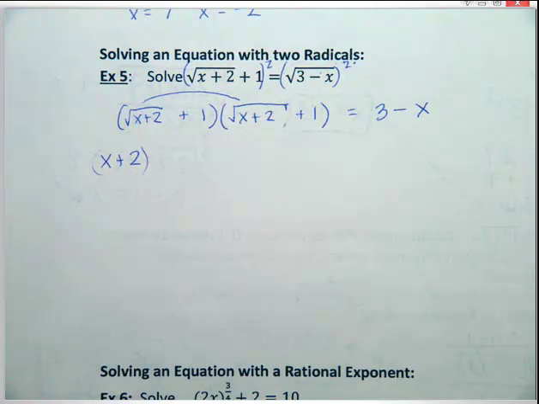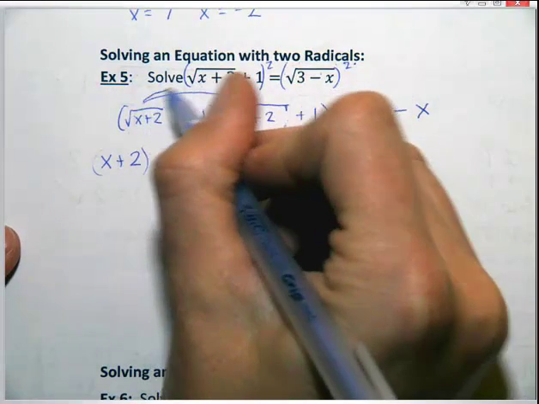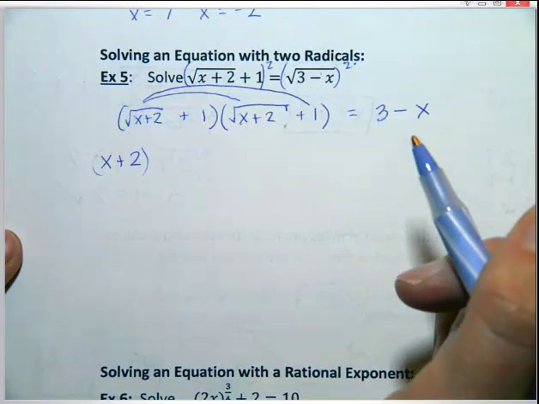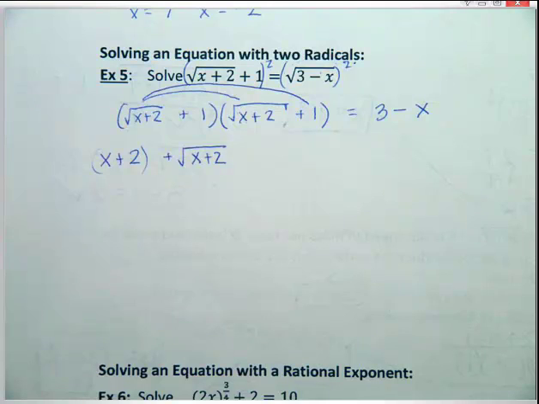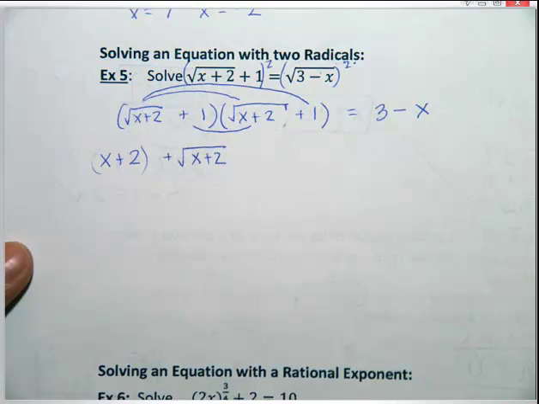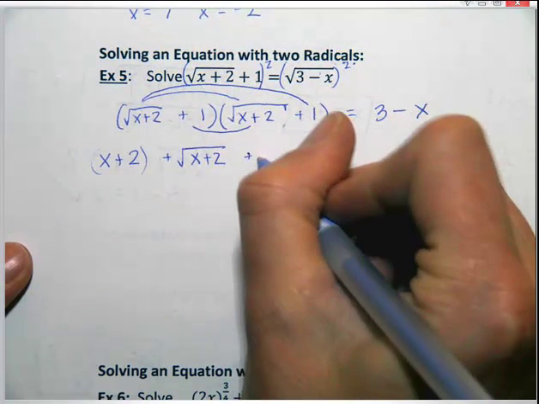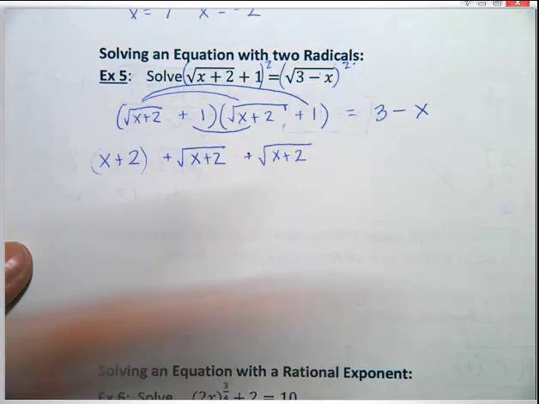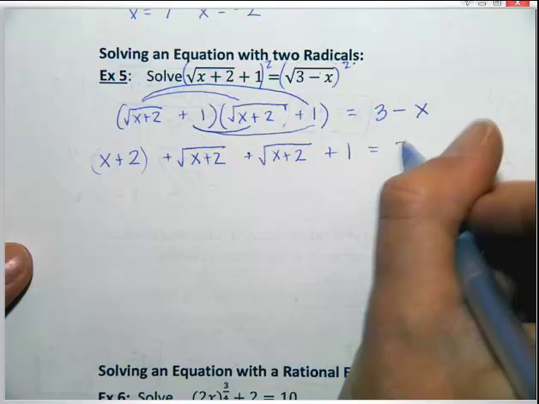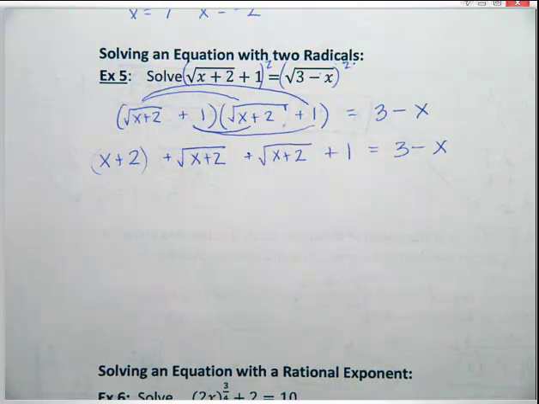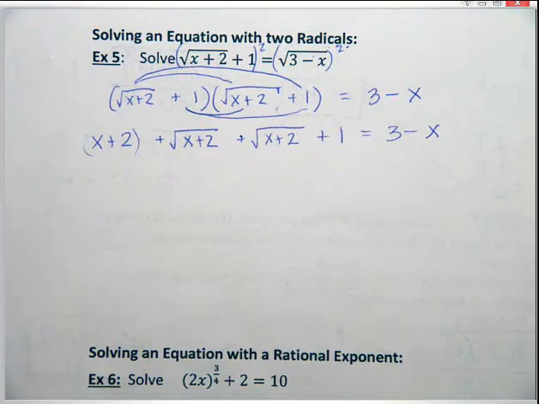I'm going to put parentheses around it just so you realize that's the first times the first gave me that part. Now I'm going to do the square root of x plus 2 multiplied by 1. Well, that's just going to stay the square root of x plus 2. And then I have to do 1 times the square root of x plus 2 again. So plus the square root of x plus 2. And then 1 times 1 is 1.